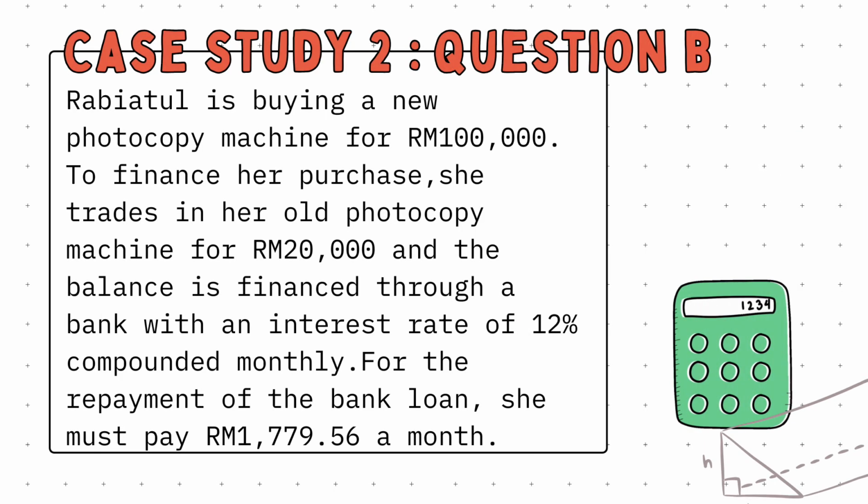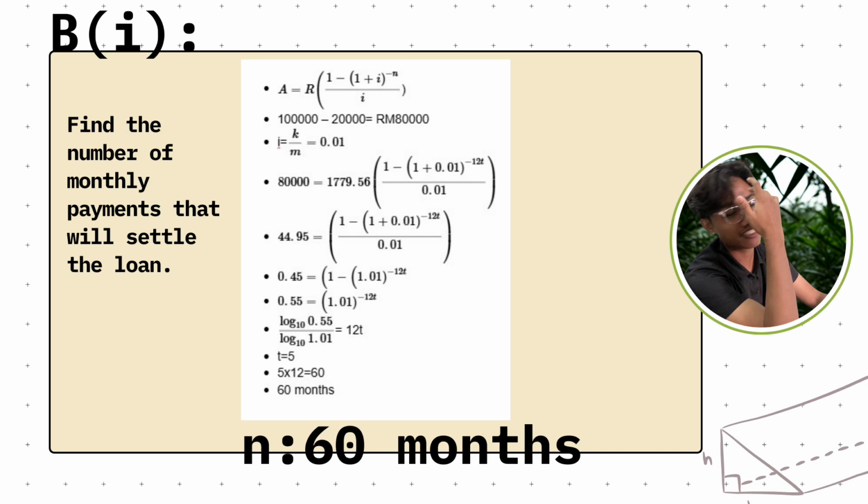Rabatul buys a new photocopy machine for RM 100,000. After trading in her old machine for RM 20,000, the remaining amount she needs to finance is RM 80,000. The bank charged 12% interest per year, which is 1% per month, and her fixed monthly installment is 1,779 ringgit and 56 cents. To find how many months she will take to fully settle the loan, we use the annuity formula for present value. After substituting the loan amount, the monthly payment, and the interest rate, we solve and get n equal to 60 months, which means 5 years of repayment.